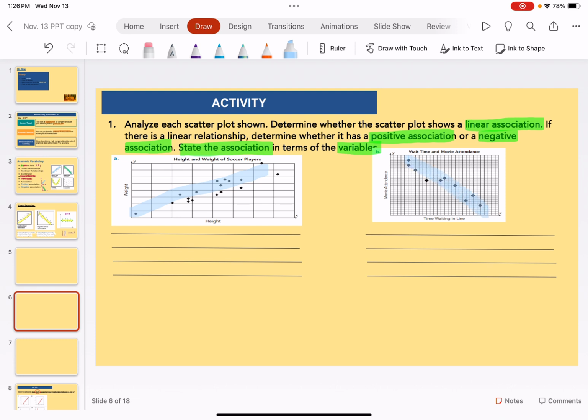Okay, so for A, you can see that the graph is comparing the height and weight of soccer players. Along my x-axis, that's the height. Along my y-axis, that's the weight. So my line of best fit, or my trend line, is linear. And you can see that it's positive because it's going up, right? As the x increases, the y also increases. So it's a positive linear association. And so now I have to write a statement using the units in the variable. So as the height increases, the weight also increases.